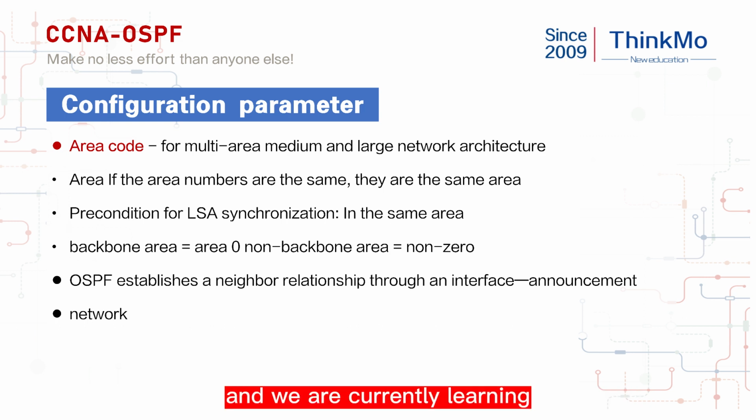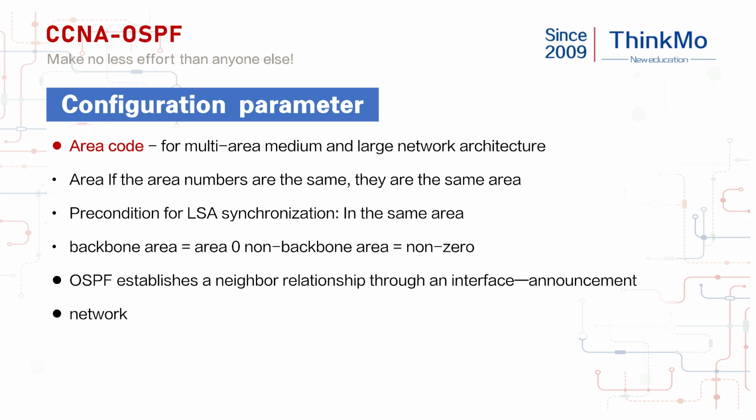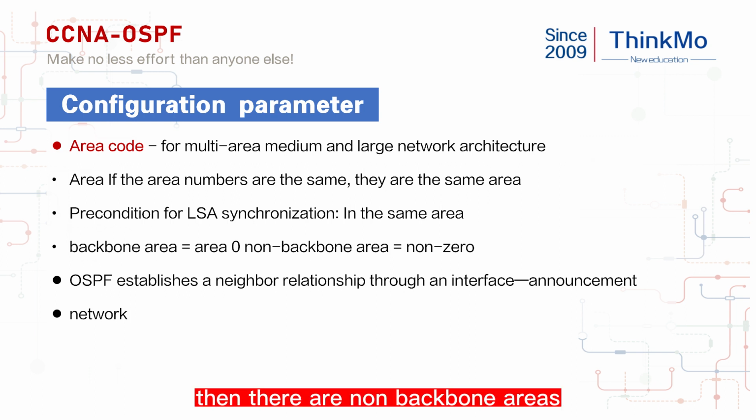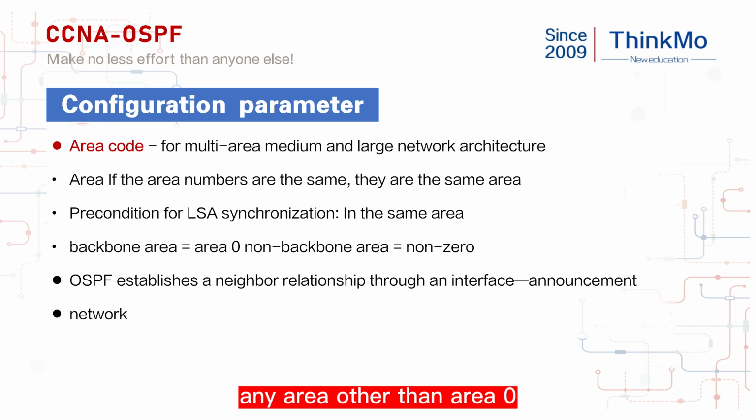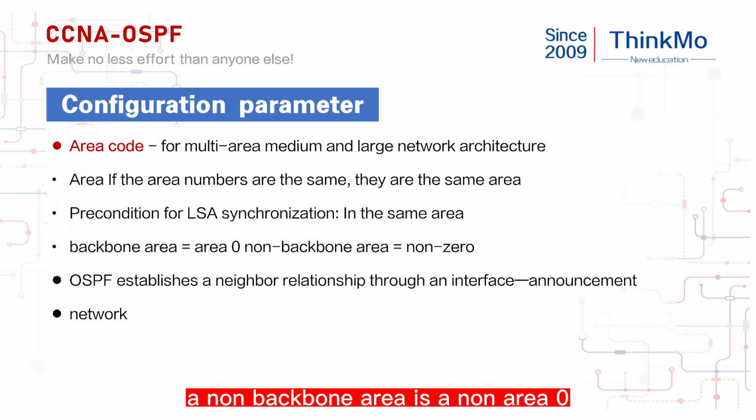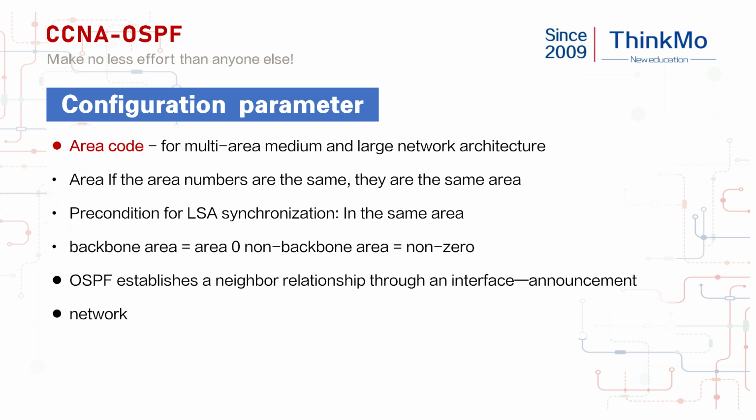And we are currently learning, we will study the backbone area. The backbone area is area 0. Then there are non-backbone areas, that is, any area other than area 0. You can also define your own. A non-backbone area is a non-area 0. This is the third parameter.